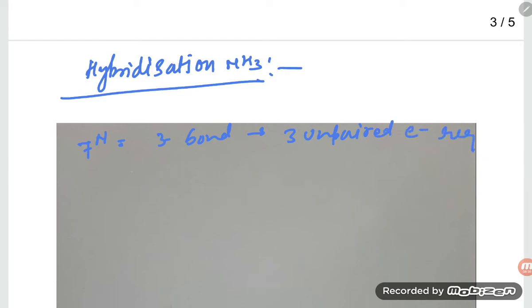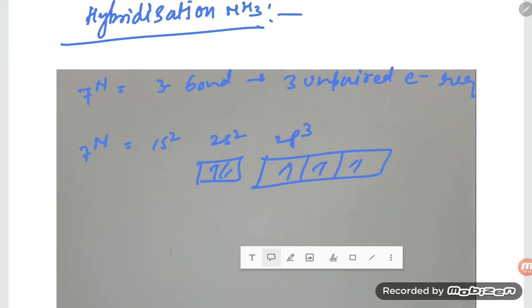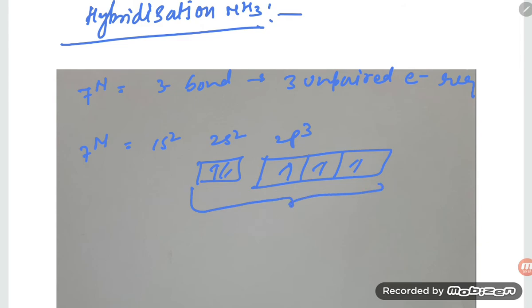Okay, so let us do nitrogen, atomic number 7: 1s2, 2s2, 2p3. Here is the lone pair electron, and here are the bond pairs. 3 unpaired electrons are there. Unpaired electrons are known as bond pair electrons. Now what will happen, student? The 2s and 3 2p orbitals will undergo sp3 hybridization.